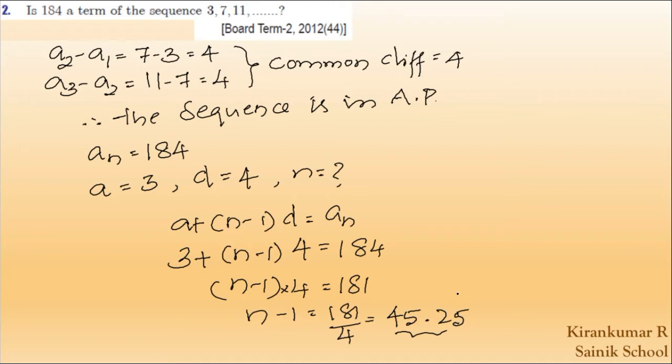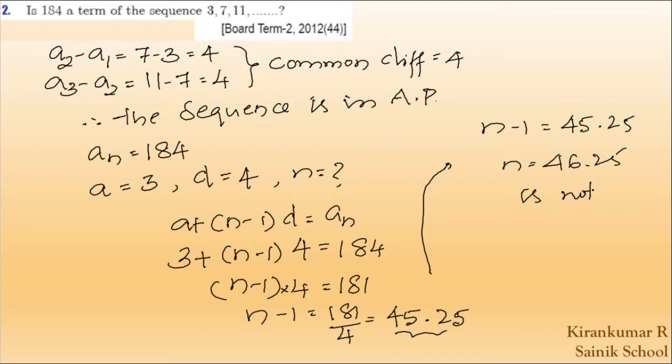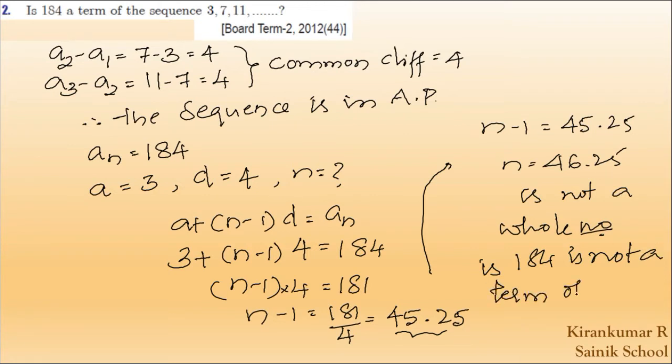This is a fraction, it is not a whole number. So I'll write it here: n minus 1 equal to 45.25. The n value will become 46.25, which is not a whole number. Therefore, 184 is not a term of the given arithmetic progression.